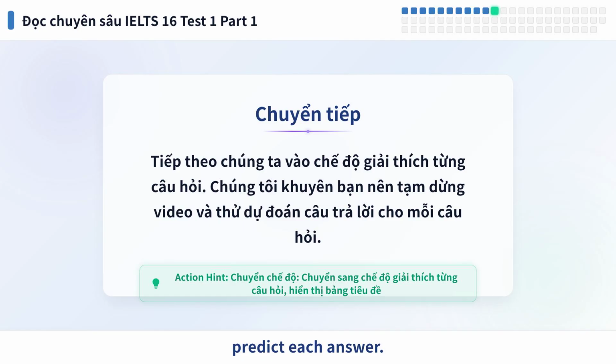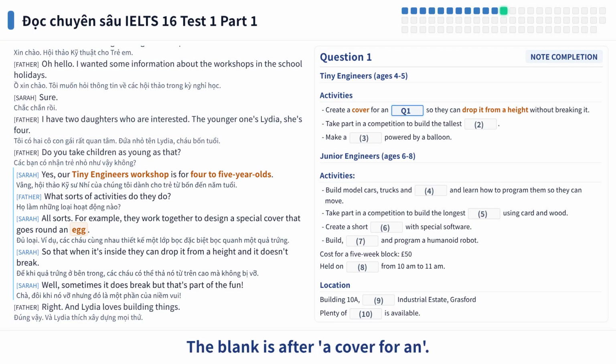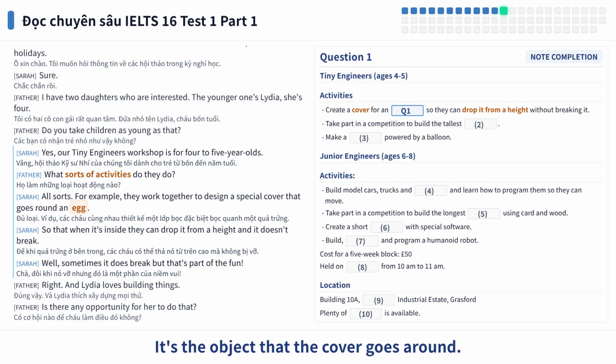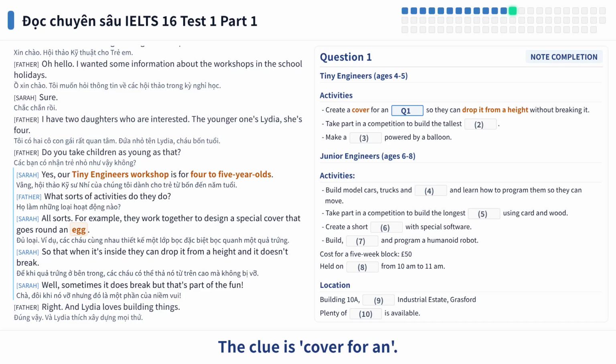Question 1. The blank is after a cover for Anne. We need a noun. It's the object that the cover goes around. The clue is cover for Anne. We predict a singular countable noun. In the audio, Sarah says design a special cover that goes round an egg. The audio directly says on egg, so the answer is egg.